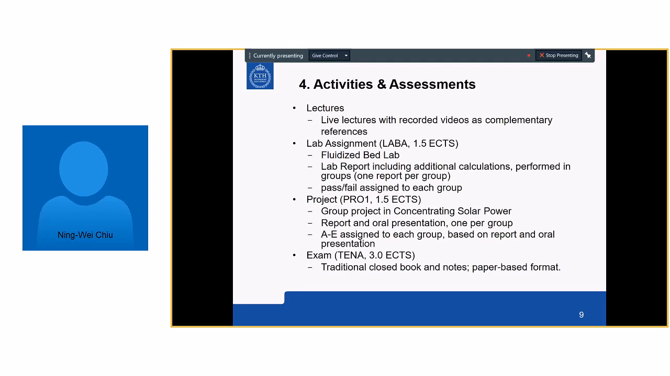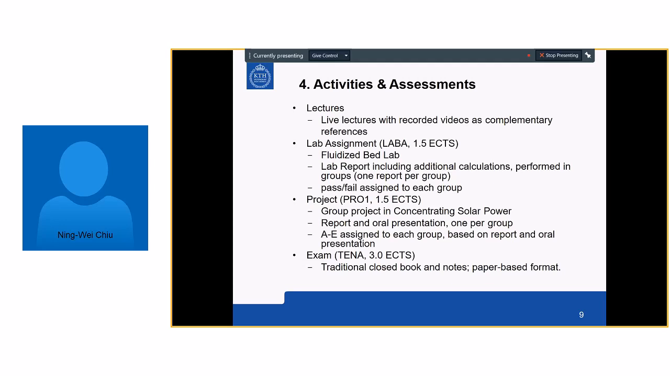For the project, it's also 1.5 credits. It's a project on solar energy, especially on CSP, so concentrating solar power. There will be a report that you need to hand in and also an oral presentation. I will give you the dates afterwards. And then it's one report per group and one presentation together with the whole group, one per group as well.